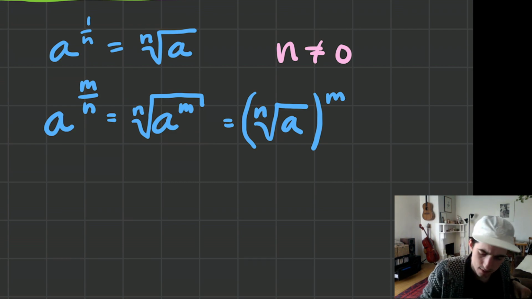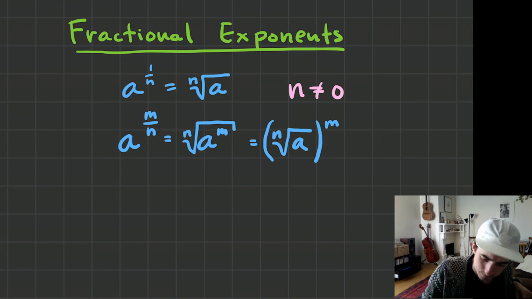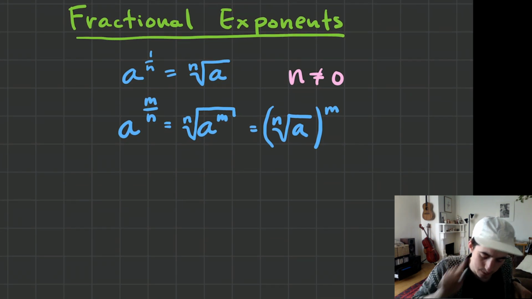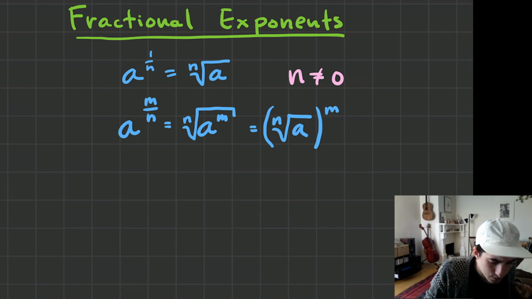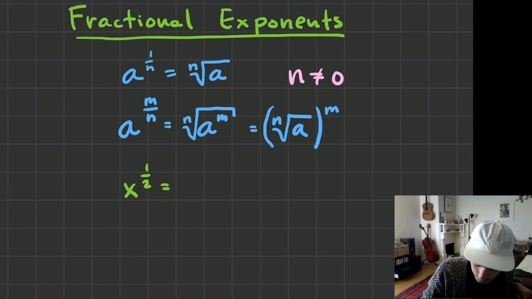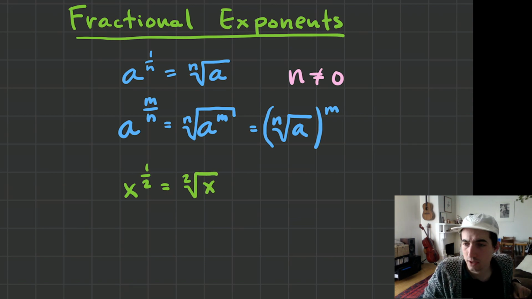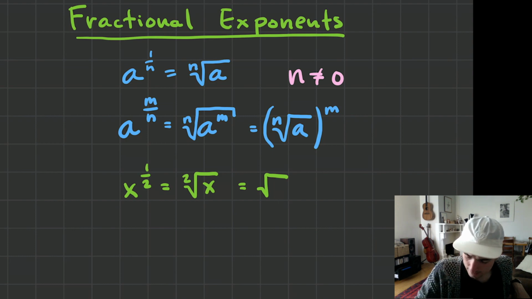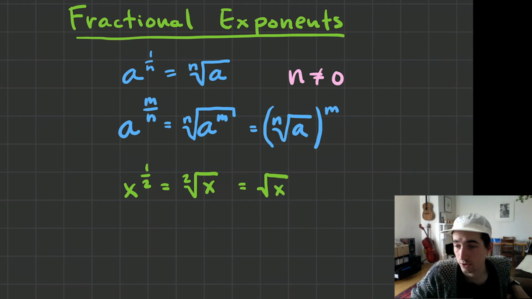Okay, so let's do a few examples. Let's just do something simple. So x to the power of 1/2, that is equal to, well, the square root of x. And we don't usually write that 2 there. We usually ignore that 2 when we talk about square roots. So we don't actually have to write that 2, okay?